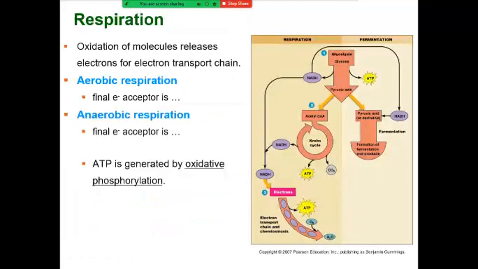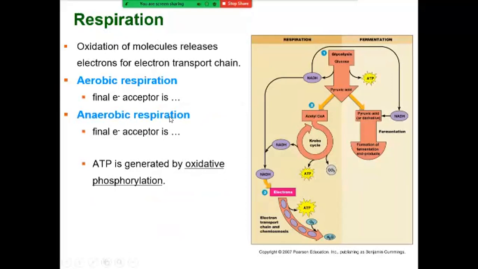All right, you should know that respiration can be in 2 different forms. It can be aerobic respiration and anaerobic respiration. Both forms of respiration are the oxidation of molecules, mainly glucose, and that releases the electrons from the glucose. And those electrons are carried to the electron transport chain by either NADH or FADH2.